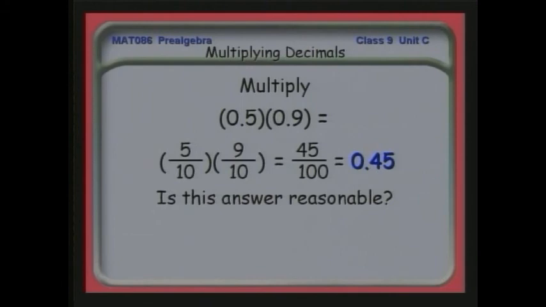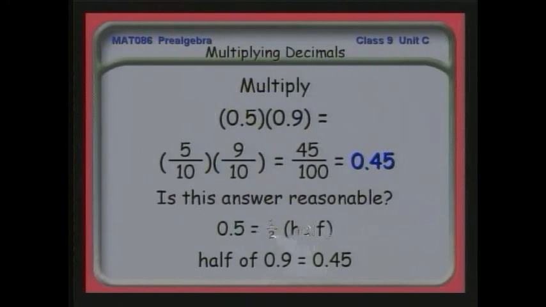One thing we could do to check ourselves is ask, is that a reasonable thing? And remember that 0.5 is 5/10, which is equivalent to 1/2. And what's 1/2 of 0.9? Half of 9 is 4.5, so roughly half of that is 0.45, and so it looks like our answer is reasonable. What we've done in this case, remember, is used the idea of fractions, which we've already discussed, to see what we would do to multiply decimals.